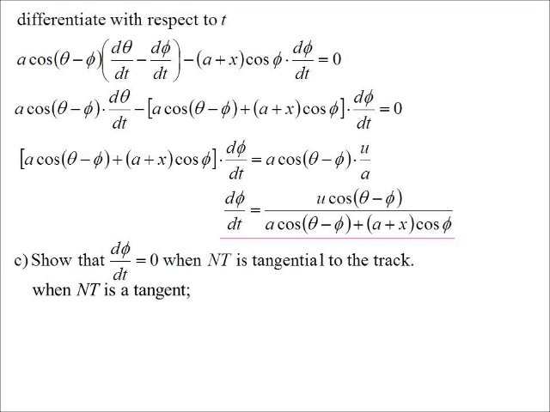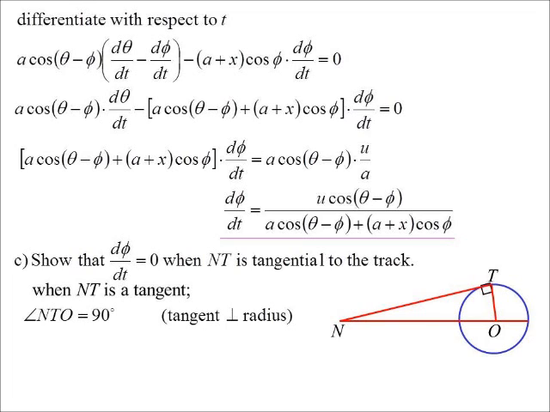Show that when d phi by dt is equal to 0, then NT is actually a tangent to the circle. So when that rate of change of phi is 0 or stationary, then NT is a tangent. Let's draw the actual picture up. So they're saying NT is a tangent there. So when NT is a tangent, we know things like the radius will be perpendicular to the tangent. That becomes a right angle triangle. So NTO is a right angle. So theta minus phi, because remember that was the angle we called theta minus phi, is 90 degrees.